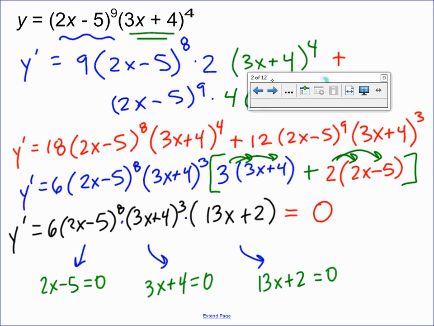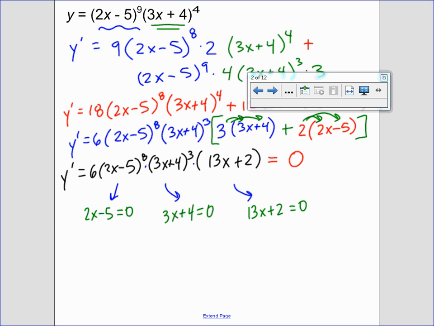Solving each of these separately produces how many places where my original y could have horizontal tangents? 3 places, right? We'd expect to see a horizontal tangent at x equals positive 5/2, or 2.5. We'd expect to see a horizontal tangent at x equals negative 4/3. And we'd expect to see a horizontal tangent at x equals negative 2/13. Is that right? Negative 2/13. Awesome.